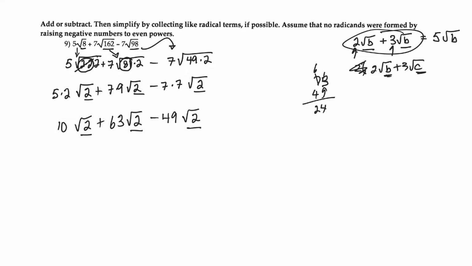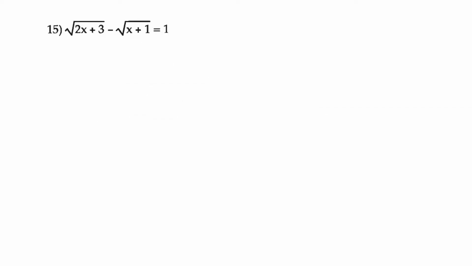4, 2, 24. So this would be 24 root 2. One last question. This is a tougher one where you have to solve this equation for x. To solve the equation, you need to isolate a radical. Both these radicals are on the same side of the equation. They're not isolated. So let's add root x plus 1 to this side.